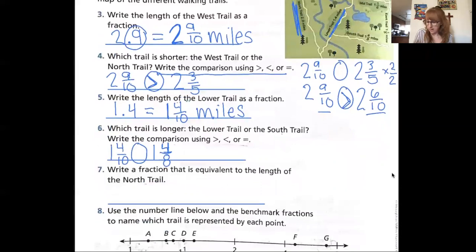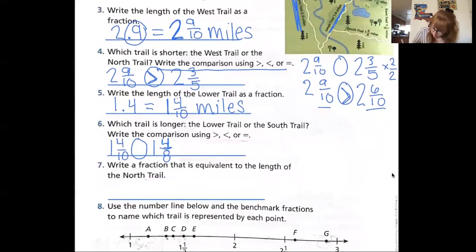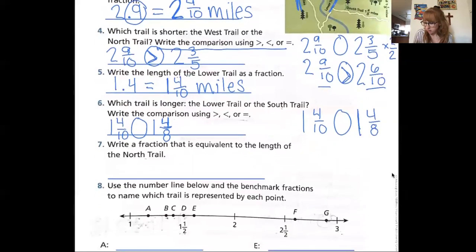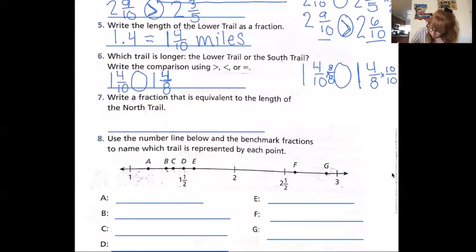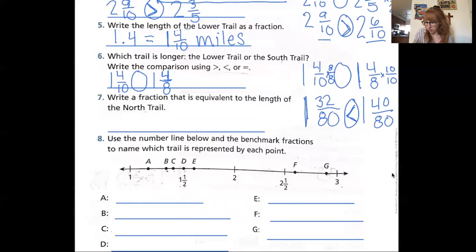Now I can't compare tenths and eighths without converting. So again, I'm going to write them on the side here. 1 4/10 is compared to 1 4/8. And I can easily change these both into 80ths by multiplying by the denominator of the other one. So eighths and tenths, I get 1 32/80ths compared to 1 40/80ths. Then we put in our comparison symbol because 40 is larger than 32.